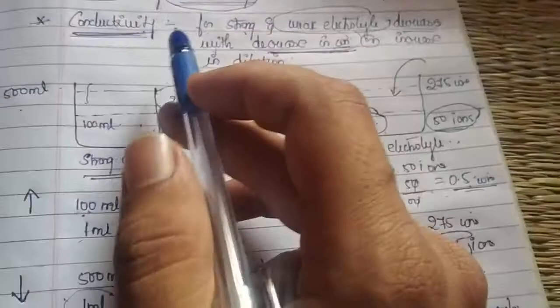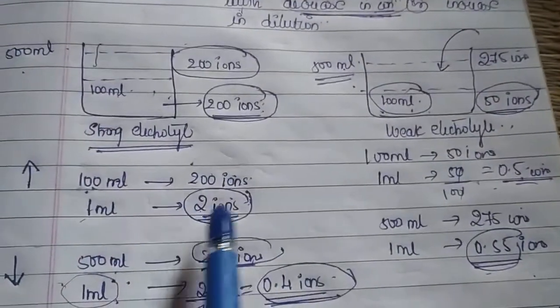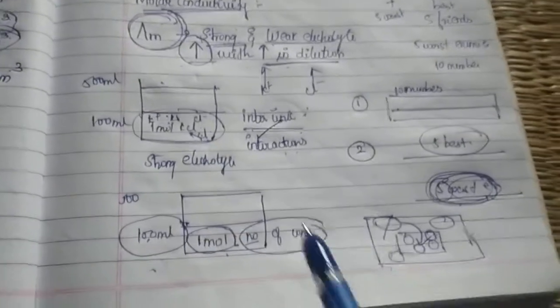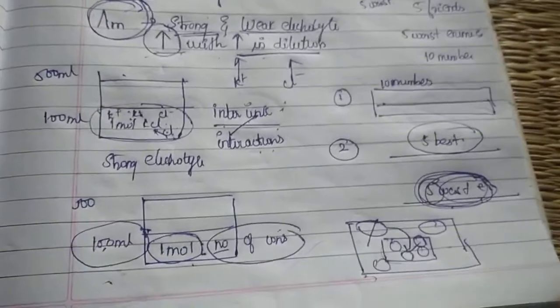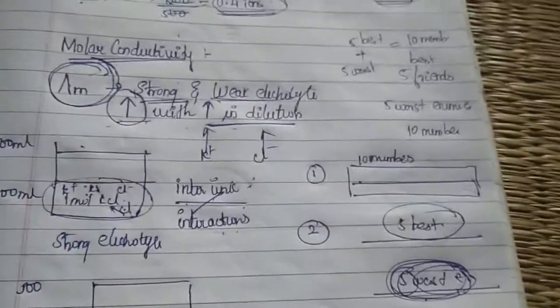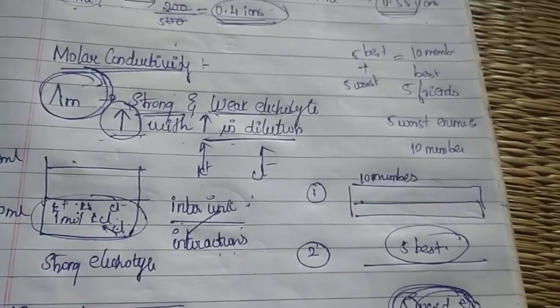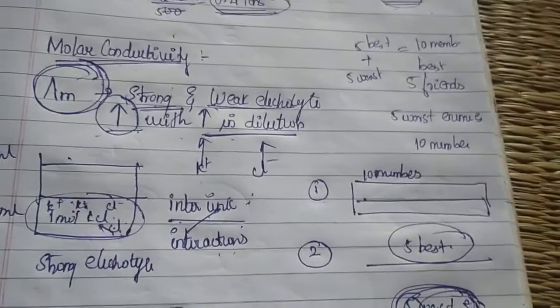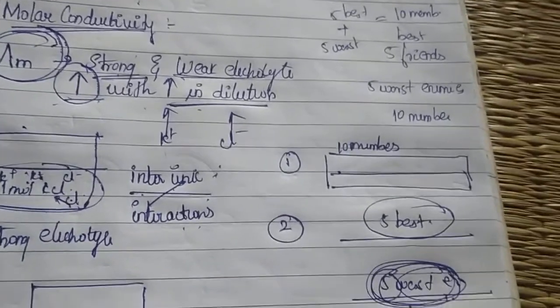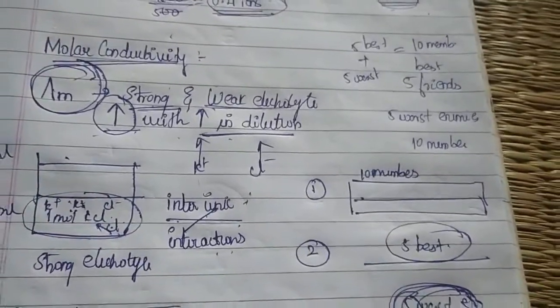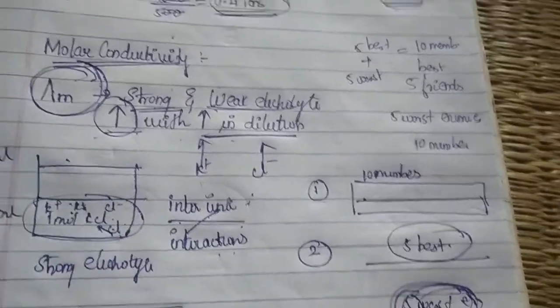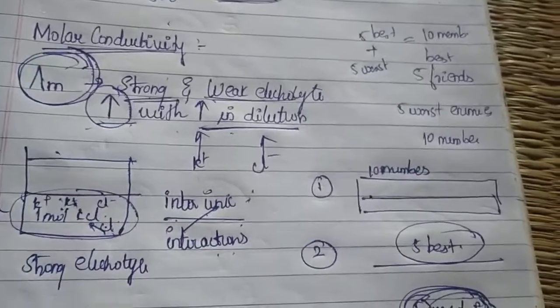Why does conductivity decrease? Because here the number of ions per volume is decreasing, whereas in molar conductivity the number of ions per mole is increasing. Is that clear? Very much important, guys. They can ask a 1 mark question: what would be the variation in the molar conductivity with increase in the dilution? Or what would be the variation of conductivity with increase in the dilution?